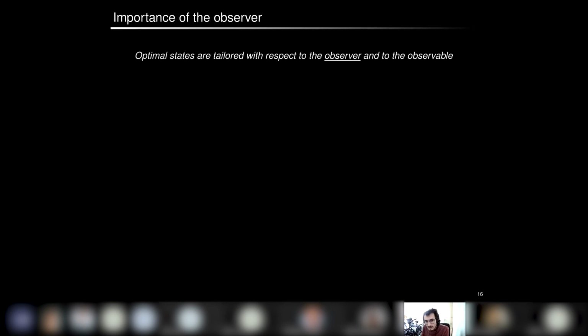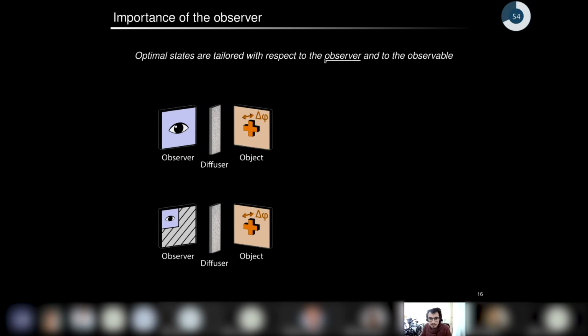Okay, so let's characterize these maximum information states and see what they look like. It's important to realize that these states are tailored with respect to the observer and the observable. They are really maximizing the information, and naturally, by maximizing the information, they are doing these two things, being tailored with respect to the observer and to the observable. So let's see what I mean by tailored with respect to the observer.